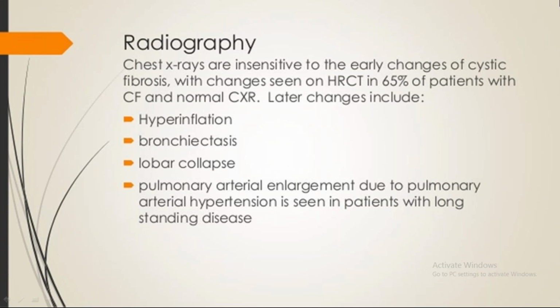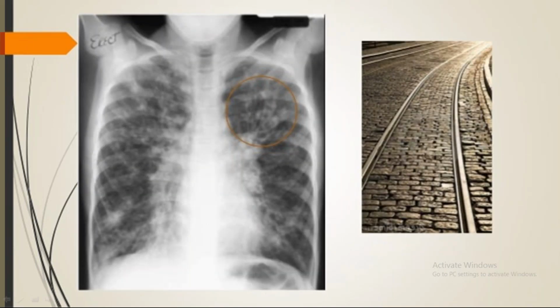In chest X-ray, we'll look for hyperinflation, bronchiectasis, any lobar collapse, and any pulmonary arterial enlargement, to diagnose pulmonary arterial hypertension. This is the focal area showing dilatation.